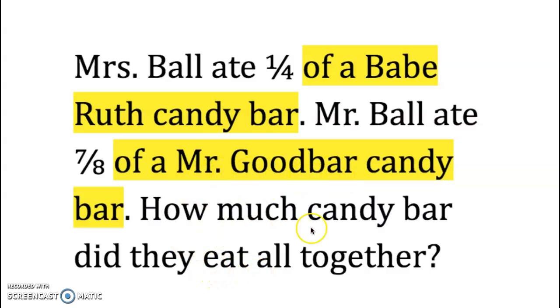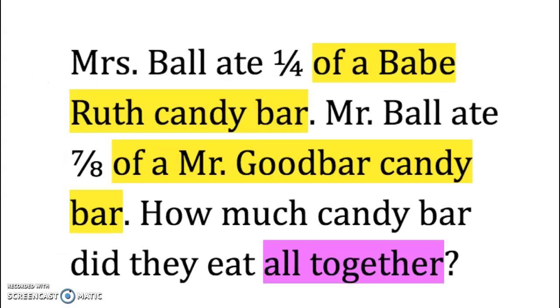They're asking in the word problem, how many candy bars did they eat in total? So they're just looking at candy bars. That being said, the units would be candy bars and candy bars. Again, if units match, it is highly likely that your operation to be used is going to be addition or subtraction. So that's exactly what's going through my mind right now as I move through the word problem.